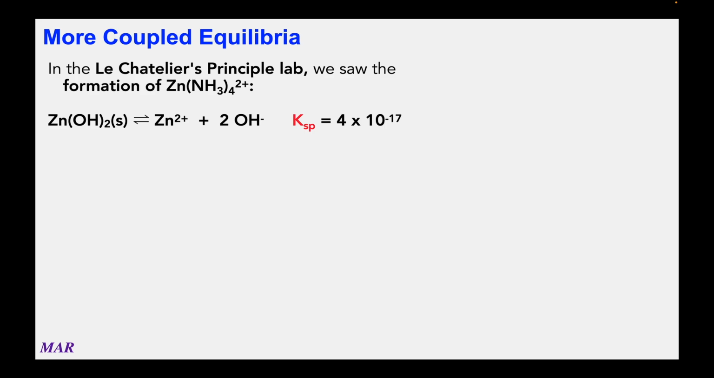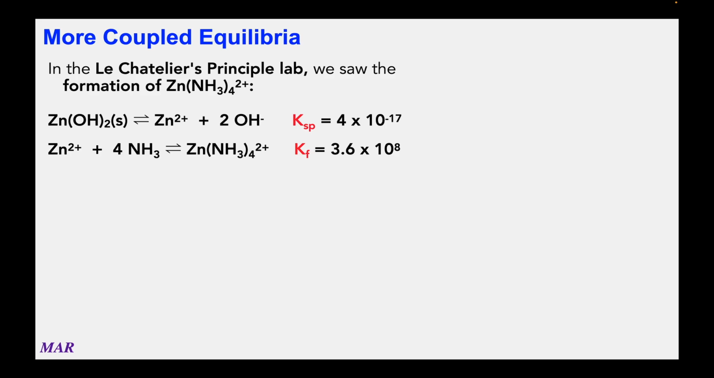Here's another example of coupled equilibrium. We saw the formation of Zn(NH3)4 2+ in the Le Chatelier's principle lab. So if you're curious about that, anyway, you can use the Ksp for Zn(OH)2, zinc hydroxide. It breaks down to Zn2+ and 2 hydroxide, the Ksp 4 times 10 to the minus 17th. Well, if you do the same thing like we did in the last one, zinc and ammonia make this Zn(NH3)4 2+ complex ion. There's the Kf value for that one, 3.6 times 10 to the 8th.